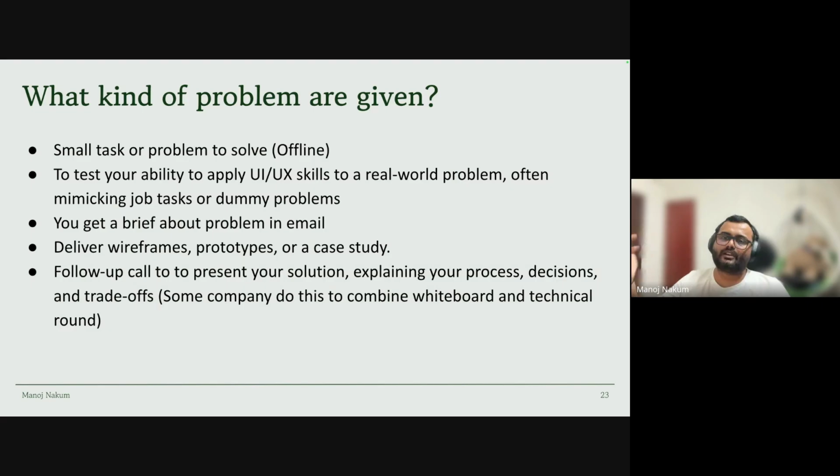And sometimes they will ask for follow-up calls. Once you have submitted your work, they might ask, can you get on a follow-up call and present your solution? Because at the same time, they might have received multiple assignments from multiple people. So as soon as they get it, they will do this as a half-hour or 15-minute follow-up call.